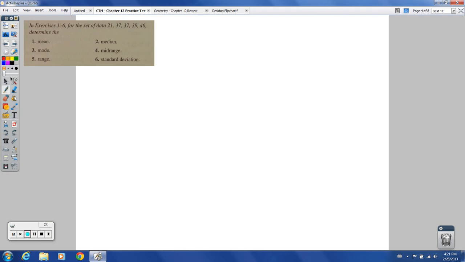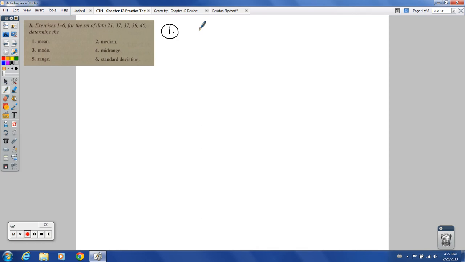So for number 1, it says in exercises 1 through 6, for the set of data, we're going to use this set of data, 21, 37, 37, 39, and 46. It looks like it's already in order for me, and so that's going to be helpful when I'm finding the median. But let's just go through this one at a time here.